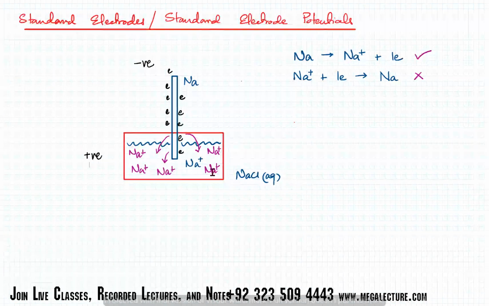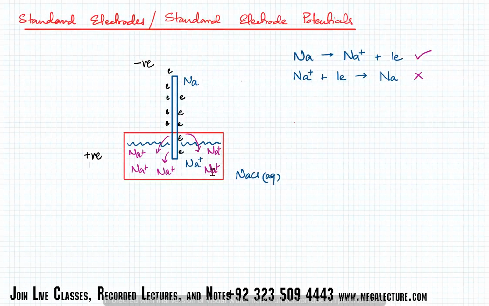And so sodium will continue to lose electrons. There would be more electrons accumulating on the metallic rod as sodium atoms continue to lose electrons, and more sodium ions getting formed. The negative charge becomes larger and larger. At the same time, the positive charge builds up as well in the solution, because you've got more positive ions, right? But this will not go on endlessly.